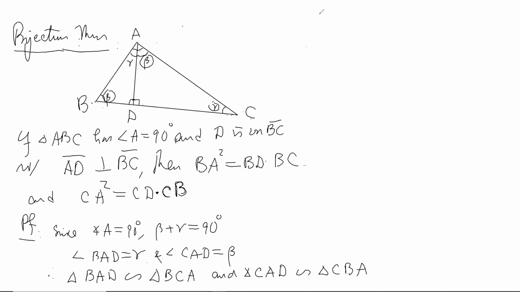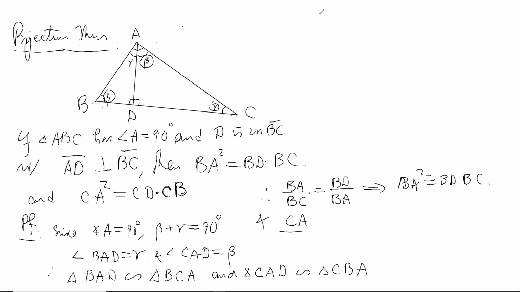Okay, so because they are similar, we have BA over BC equal to BD over BA. And this implies that BA square equals BD times BC, okay? And similarly, CA over CB equals CD over CA. And this implies CA square equals CD times CB. And so we have this projection theorem.